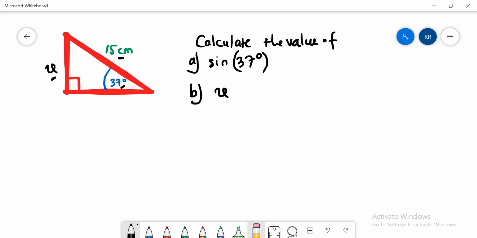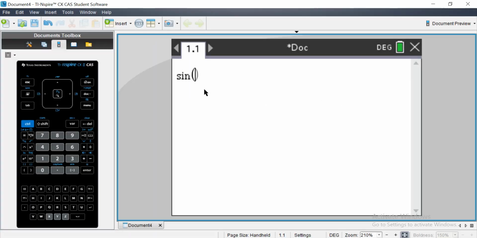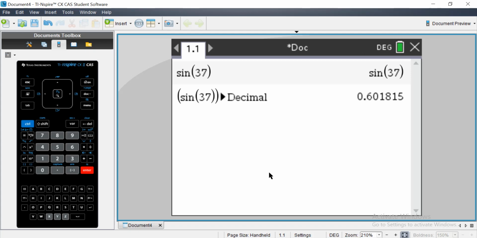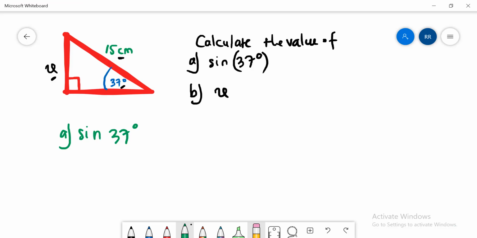We're going to use the calculator again. Sine 37. Okay, sine 37 degree is equal to 0.601815. I'm going to round this up into 3 decimal place, so I will get 0.602.